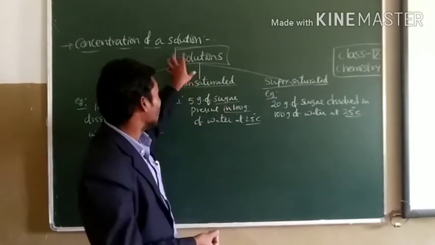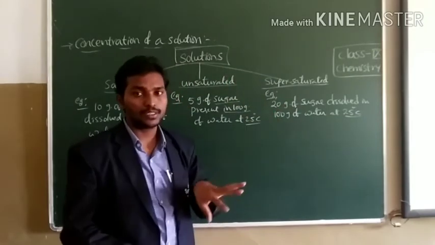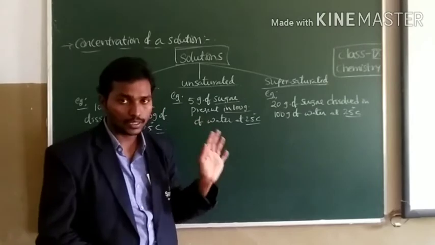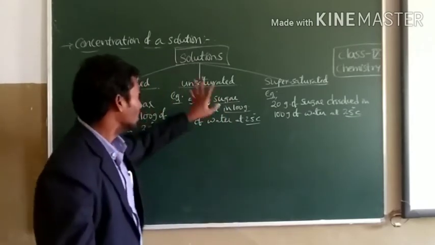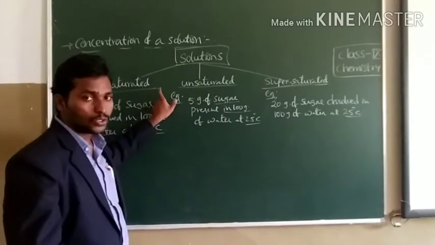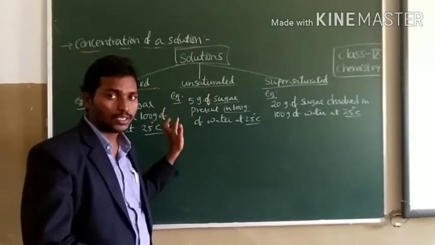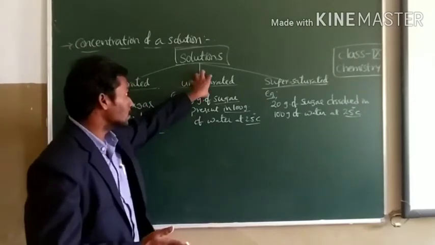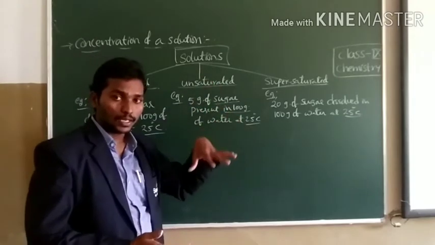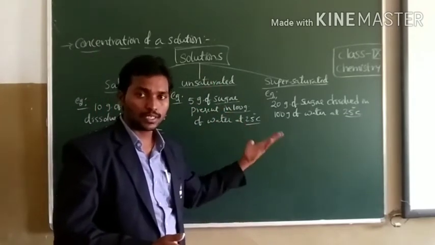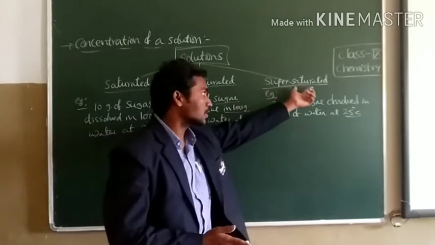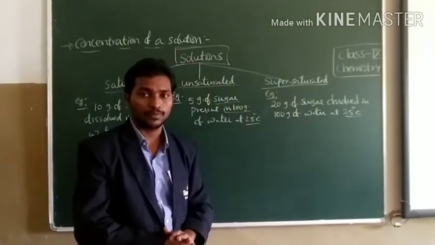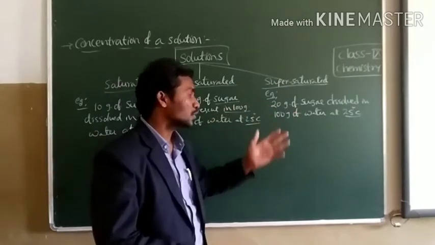This is the classification of solutions on the basis of the amount of solute, or number of moles of solute, in the given solution. They are saturated solution. A saturated solution contains the required amount of solute. An unsaturated solution contains less solute than the saturation level. A supersaturated solution contains more solute than the saturation level. These are called the types of solution.